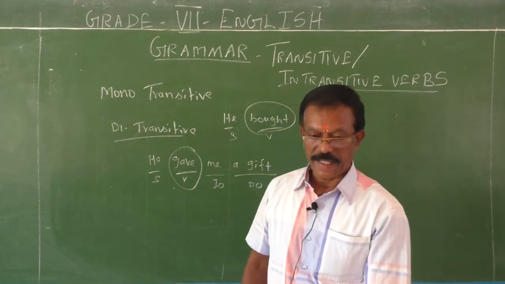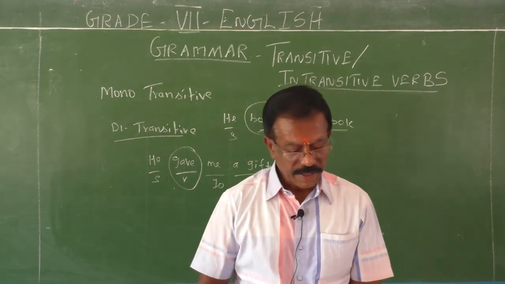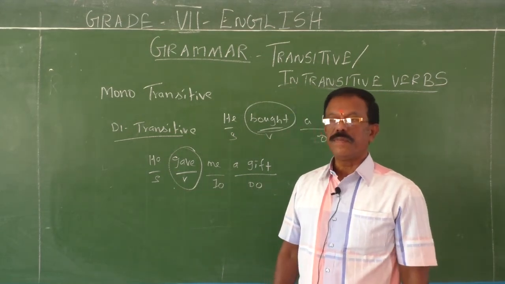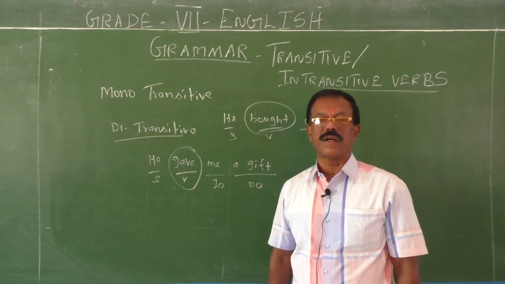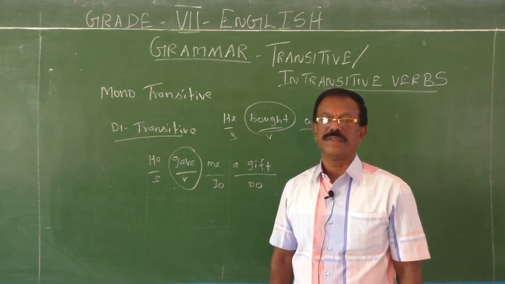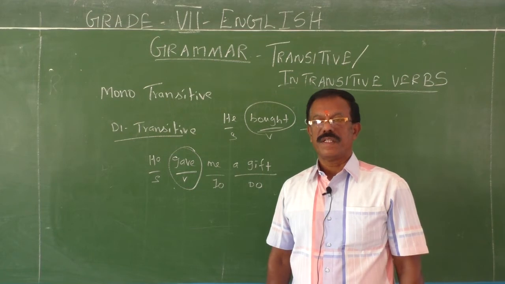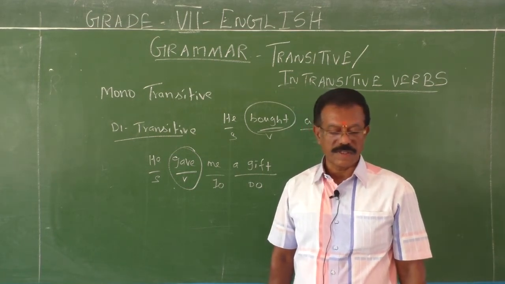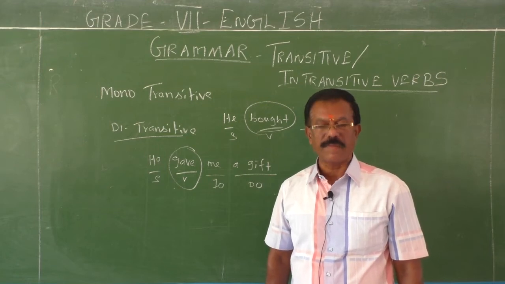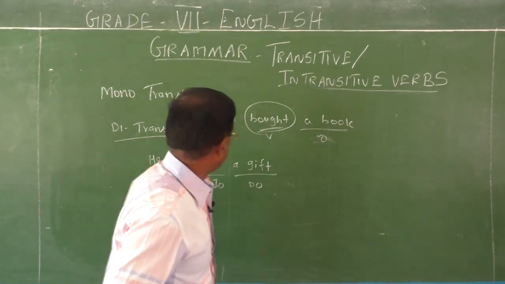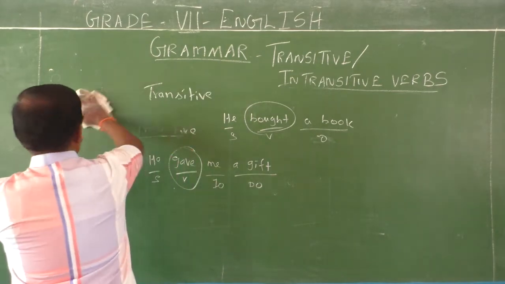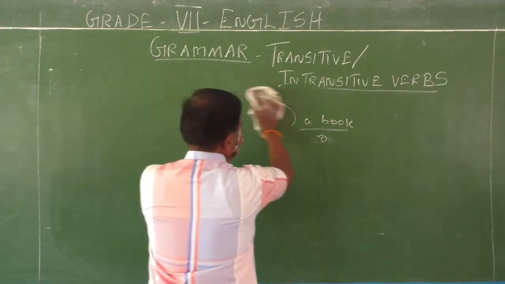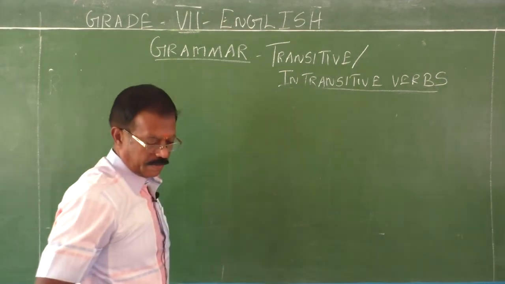Okay, fine. Next, intransitive verbs. See, a verb that doesn't require an object to complete the sense is called an intransitive verb. There are some verbs that don't require any object to complete the sense. They are called intransitive verbs. An intransitive verb does not have an object. See the example. I will give you some good examples to understand the concept.